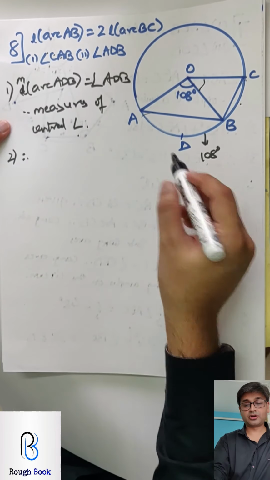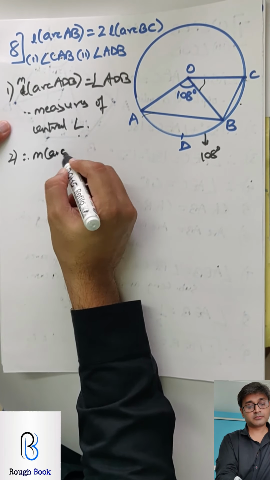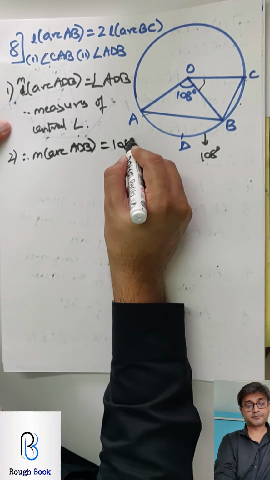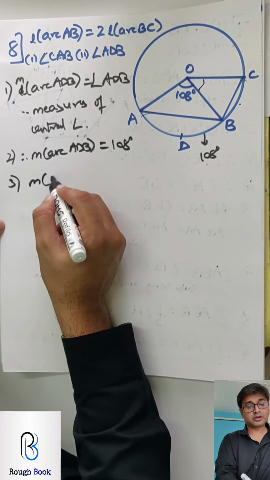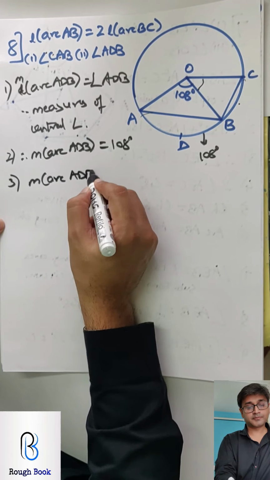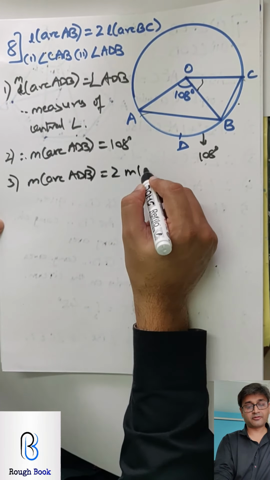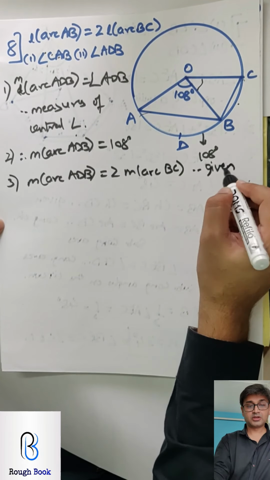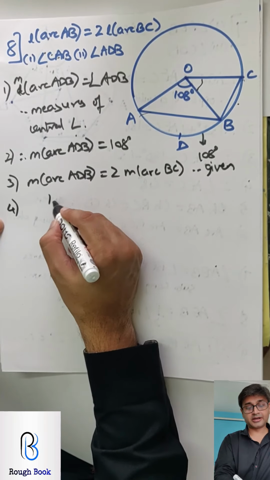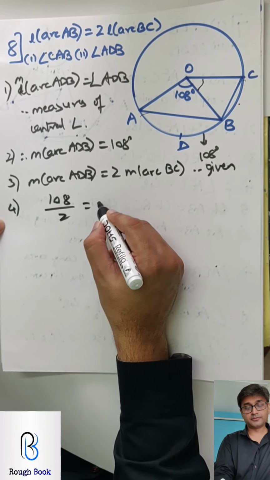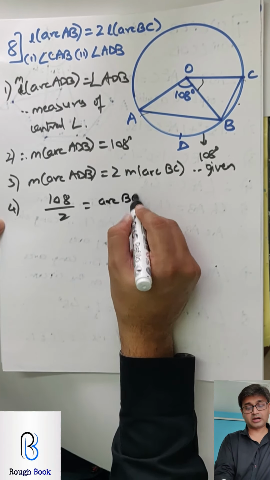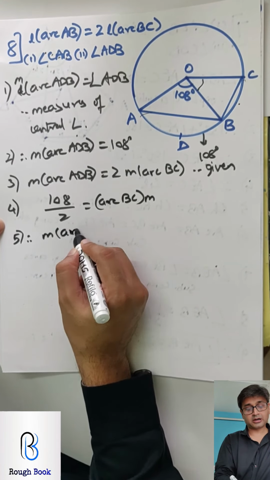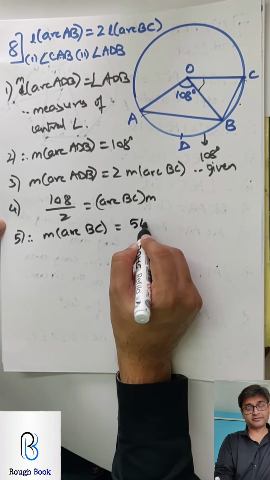So therefore, measure of arc ADB becomes 108. And then measure of arc ADB is double measure of arc BC. This is given. So here you are going to write 108 divided by 2 is equal to measure of arc BC. So finally measure of arc BC is 54.